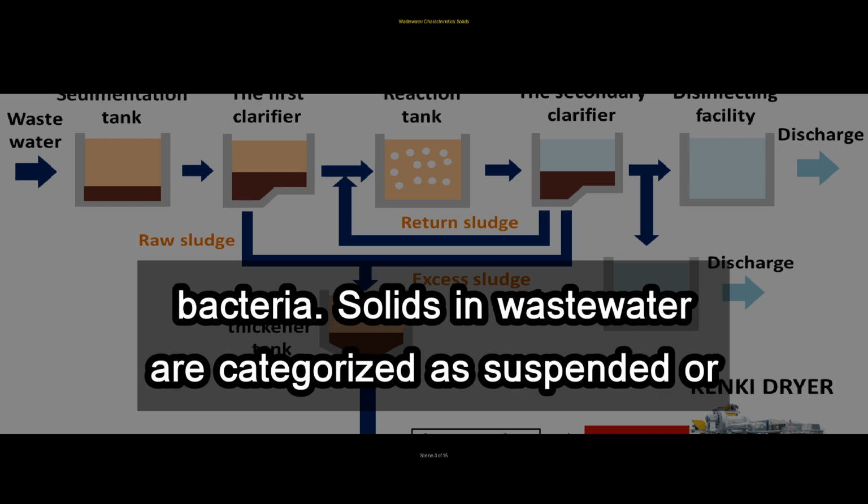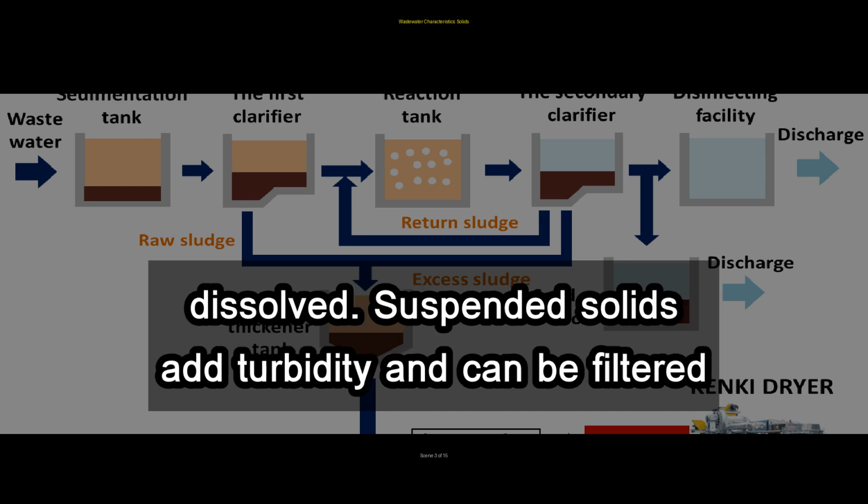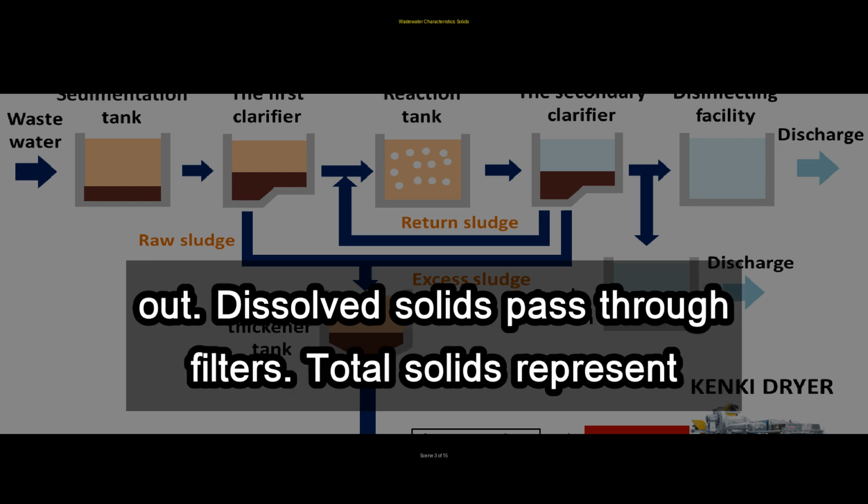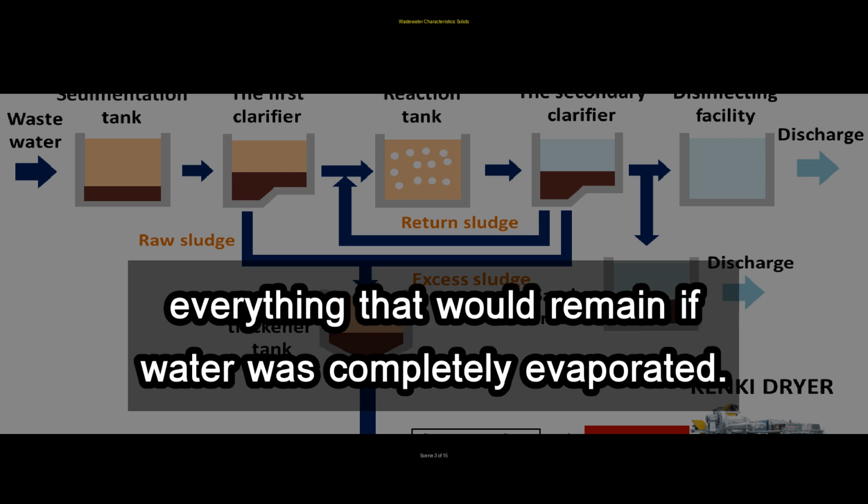Solids in wastewater are categorized as suspended or dissolved. Suspended solids add turbidity and can be filtered out. Dissolved solids pass through filters. Total solids represent everything that would remain if water was completely evaporated.